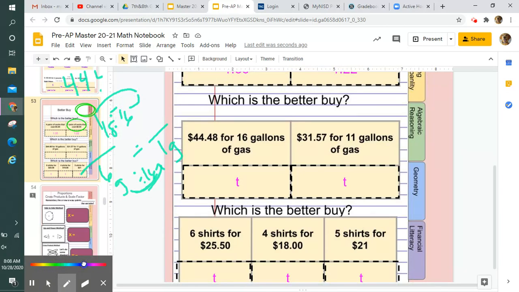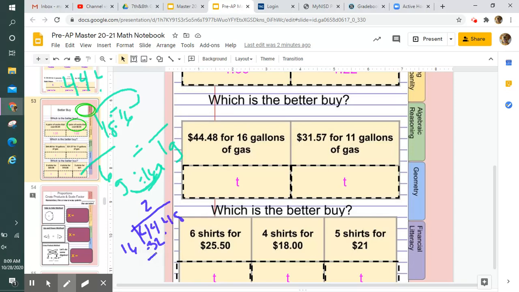So we're going to solve that. We're going to do $44.48 divided by 16. So 16 goes into 44 how many times? Well, it goes in 2 times. And 16 times 2 is 32. So 44 minus 32 is 12. Now we have to figure out how many times 16 goes into 124.